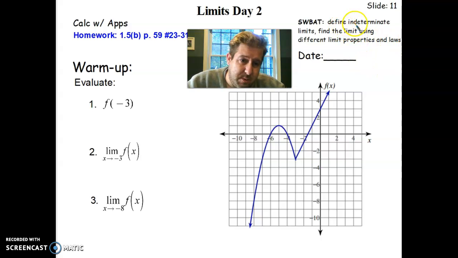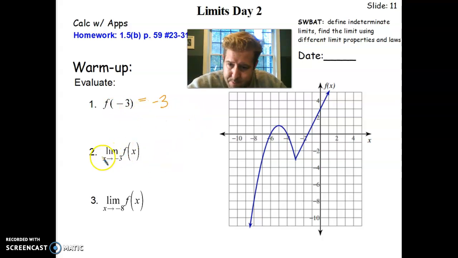So now we're getting into defining indeterminate limits and finding the limit using different limit properties and laws. So first, starting off with a function notation question. F of negative 3 is negative 3. That is the height when the domain is negative 3.